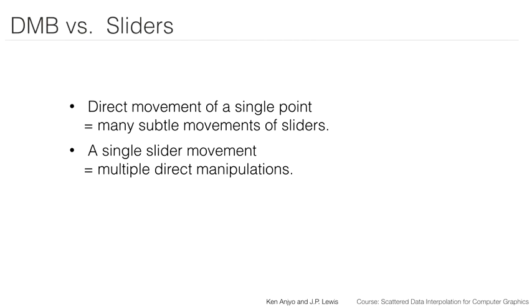As I told you, we made several tests using our method, and by analyzing the solution of our technique, direct movement of a single point means many subtle movements of sliders. And also a single slider movement means multiple direct manipulations. So these are kind of complementary to each other. So both are advantageous in different circumstances, we believe.